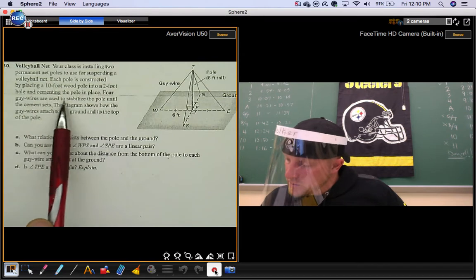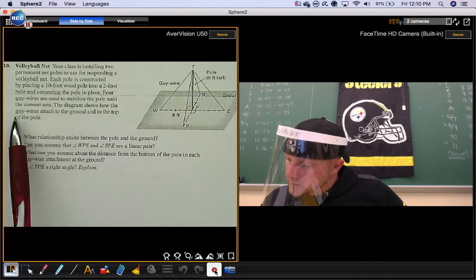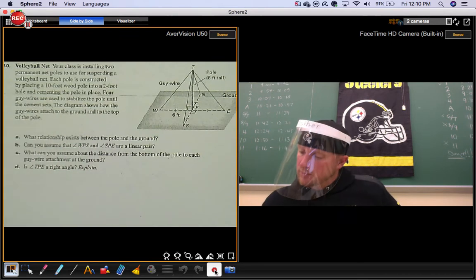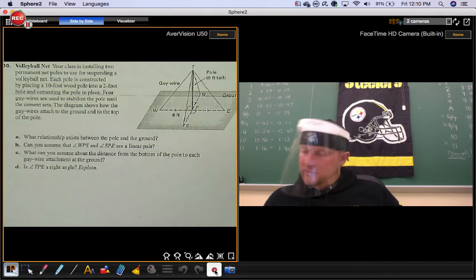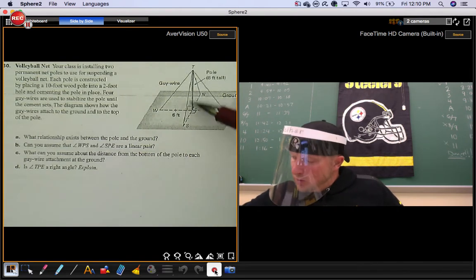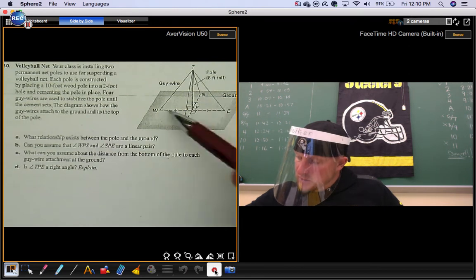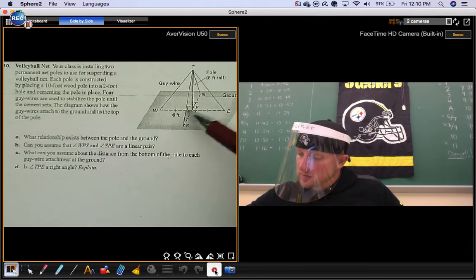4 guy wires are used to stabilize the pole until the cement sets. The diagram shows how the guy wires attach to the ground and to the top of the pole. So here's your diagram. We have a plane, that's the ground, and then we have this pole, which would be a segment, and then some guy wires, which are also segments. These dashed segments are representing the distance the guy wire is from the pole.